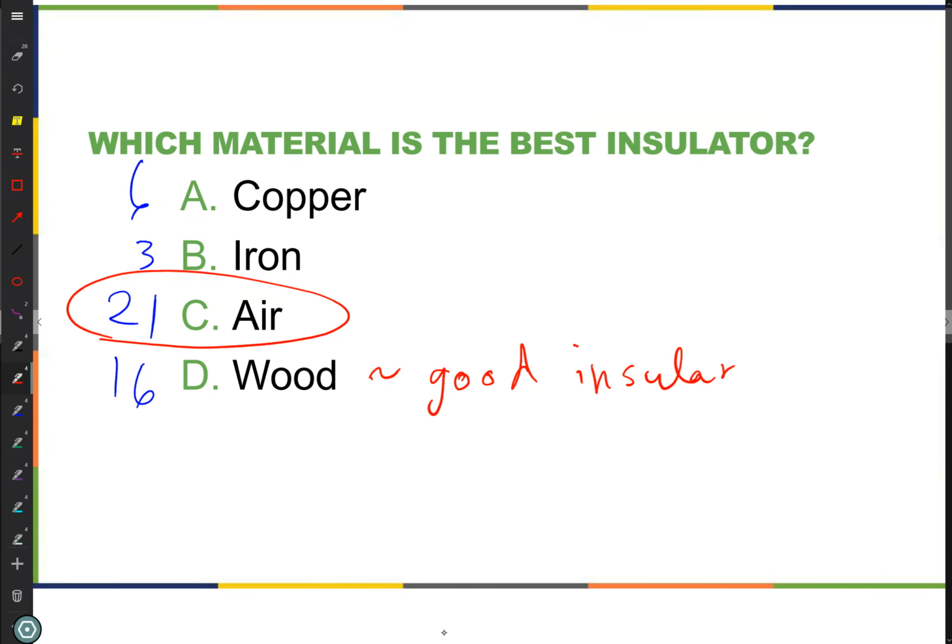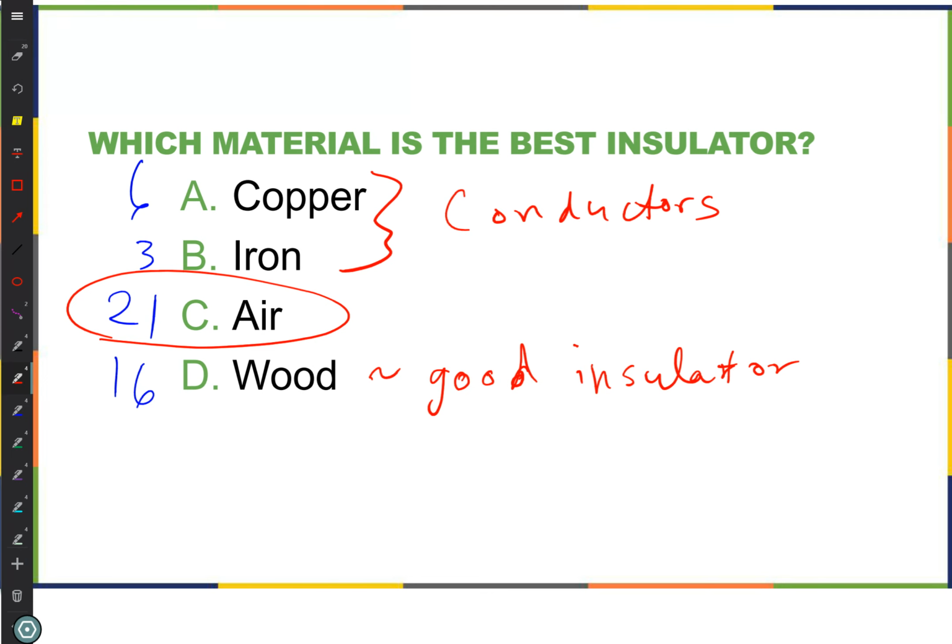Okay, relatively, it's a relatively good insulator. These ones at the top, those would be good conductors. Which one would be the best conductor on this list? Copper. Copper, the best conductor. So in order of conductivity, the best conductor is copper, then iron, then wood, then air.